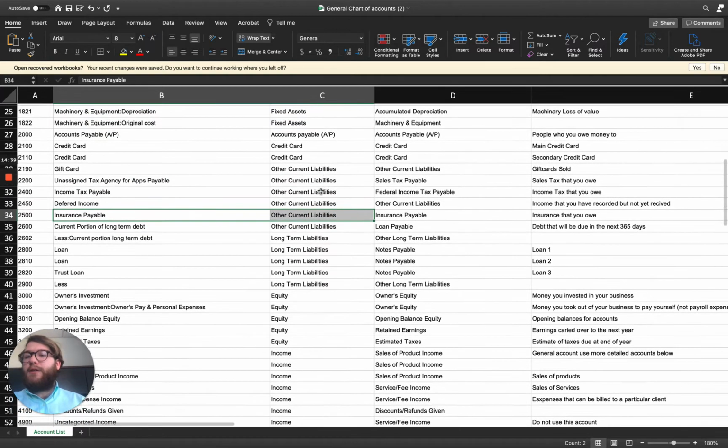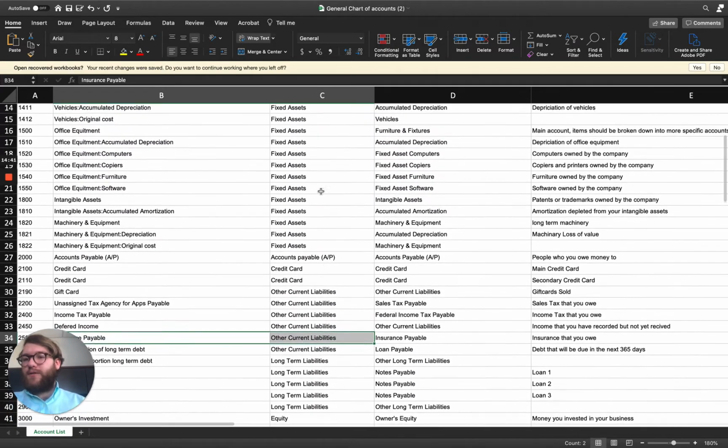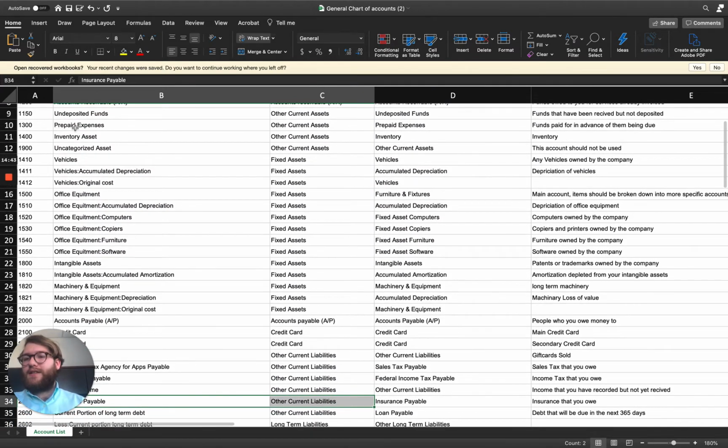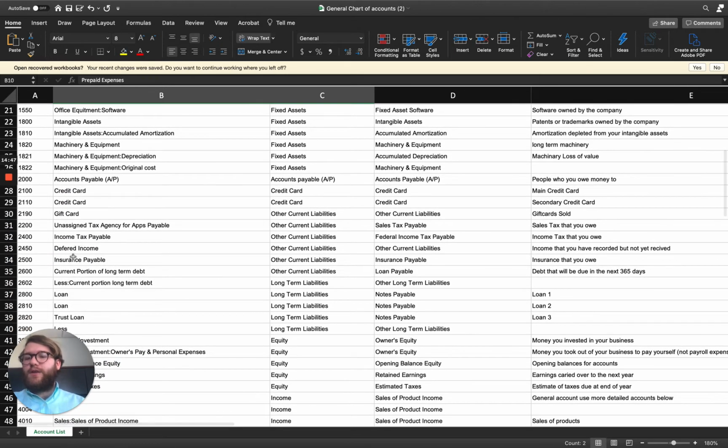Insurance payable, that would be basically the exact opposite of what we talked about up here in our assets of prepaid insurance or a prepaid expense. If you accumulate insurance, so workers' comp, or even car insurance, sometimes you can accumulate car insurance, you would put it up here in insurance payable. This is getting into more accrual basis accounting stuff that a lot of companies don't do.